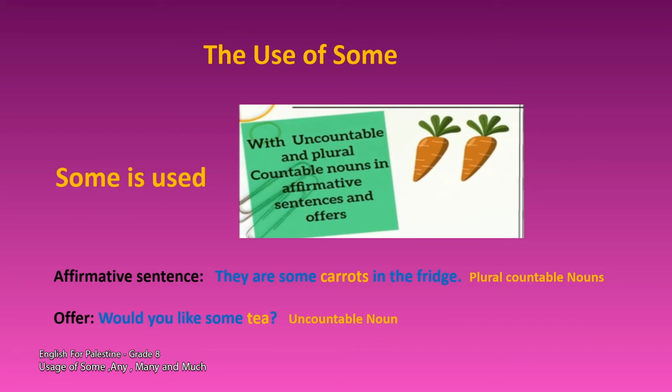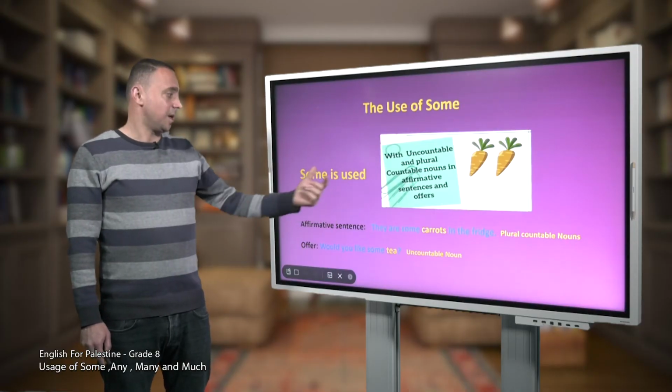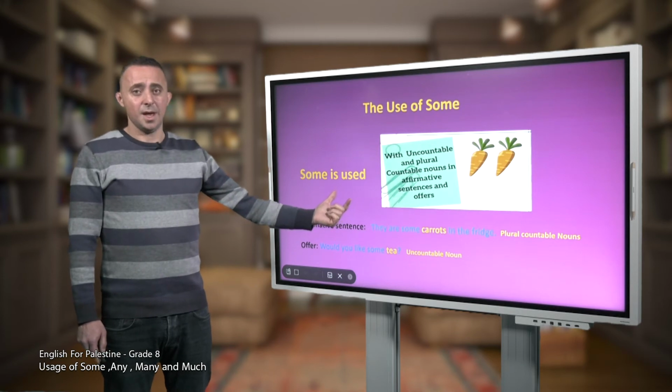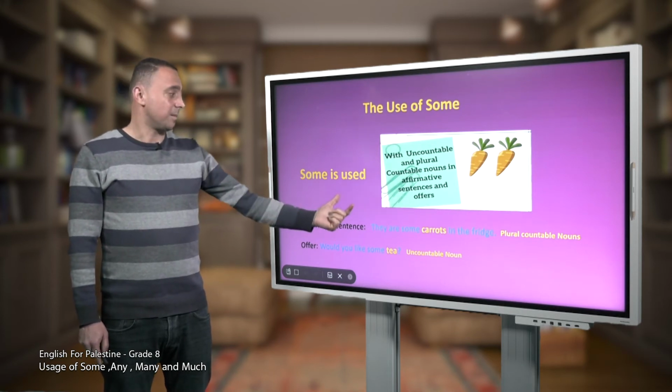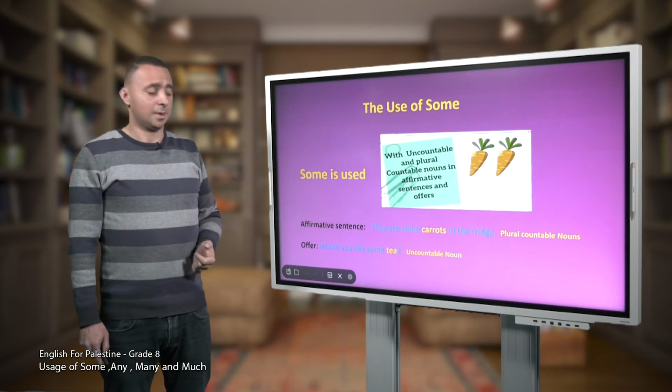Let's have a look at an affirmative example. There are some carrots in the fridge. Notice, some carrots. Carrots is a plural and countable noun. It's preceded by some. As I have just said, some can be followed by a countable plural noun.